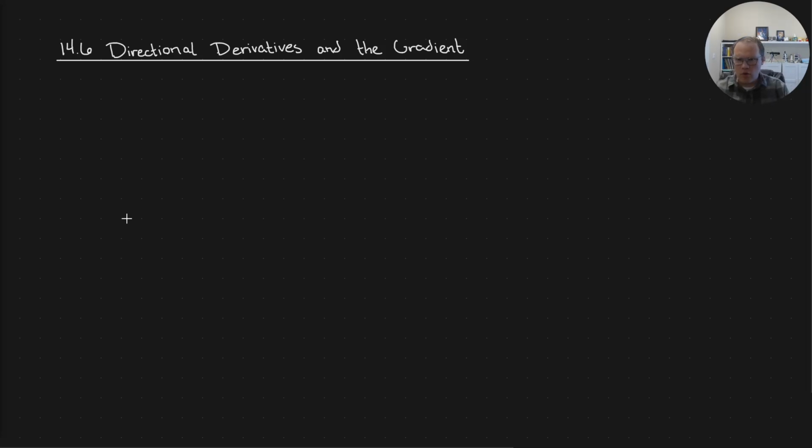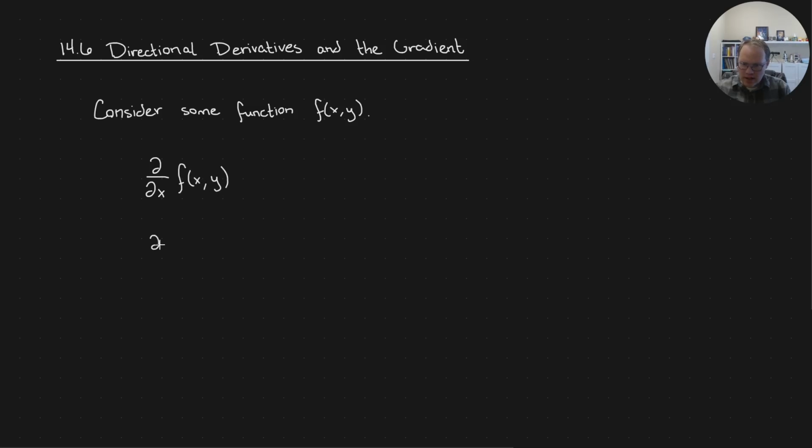In this section, we are going to look at directional derivatives. So let's start by considering some function f of x, y. Now, we've learned how to take partial derivatives of a function, right? We know how to take the partial derivative of f with respect to x. We know how to take the partial derivative with respect to y. And what these do, they give us the rate of change of function f in the direction of these variables.